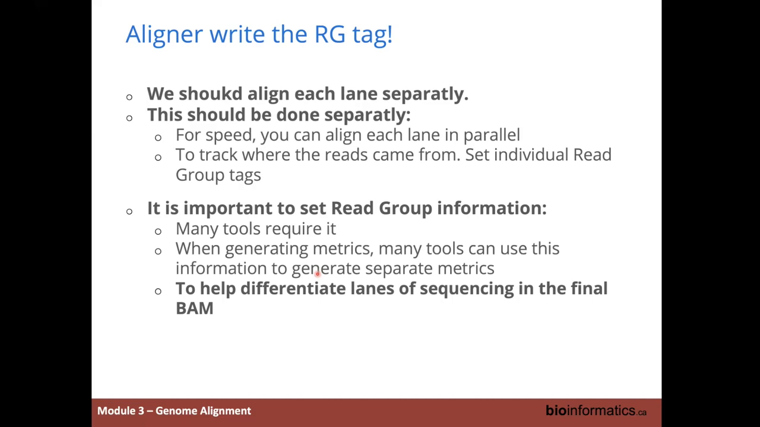So why should we do that? First, it makes things faster, because if I sequence my library three times and receive three different files, aligning them in parallel gains time. But what is more important is to track where the reads come from, because when you merge everything together to get your final BAM, if you see something unusual in your reads, you need to be able to track where they come from.